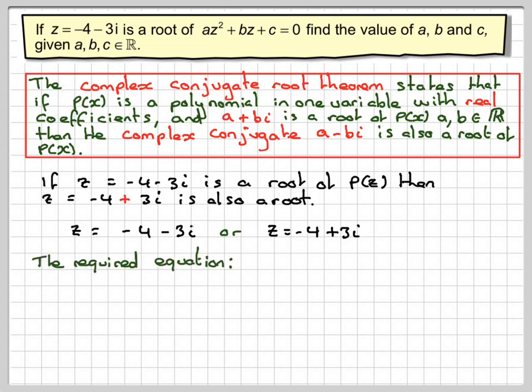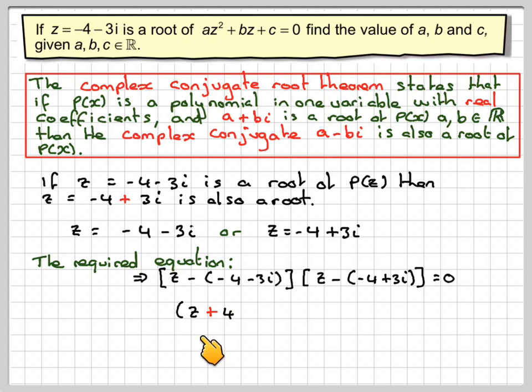So the required equation will be z minus this. So z minus (minus 4 minus 3i) times z minus (minus 4 plus 3i) is equal to 0. If you were working forward, you would now say that either this is equal to 0, which will give that answer, or this is equal to 0, that will give this answer. So we're just working the opposite way round. Okay, so if we expand this, we get z plus 4 plus 3i times z plus 4 minus 3i is equal to 0. So now we have to expand that by this.